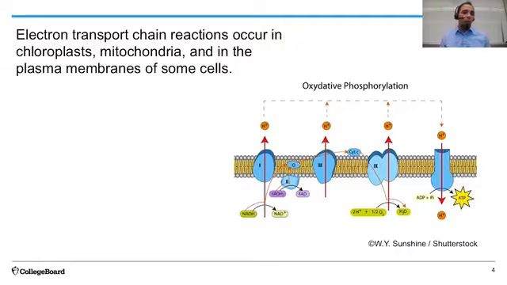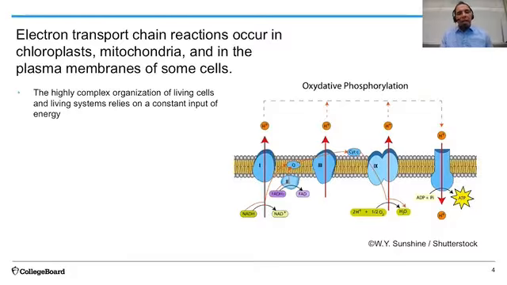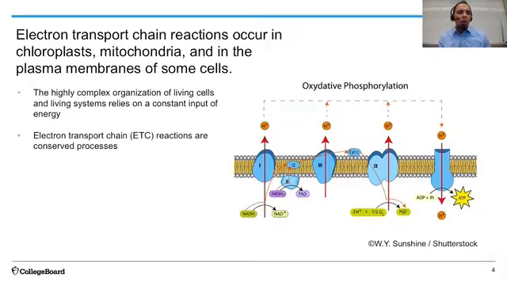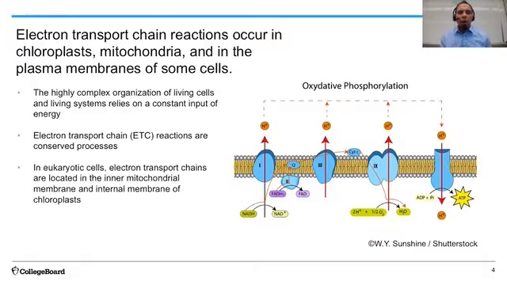And again, the electron transport chain reactions occur in chloroplasts, mitochondria, and the plasma membrane of some cells. The highly complex organization of living cells and living systems relies on a constant input of energy. We constantly have to have energy coming in. What the electron transport chain does, those reactions are a conserved process, which means that all living things have some form of an electron transport chain. In eukaryotic cells, electron transport chains are located in the inner mitochondrial membrane and the internal membrane of the chloroplast. And again, you have to have this membrane present to create a gradient.